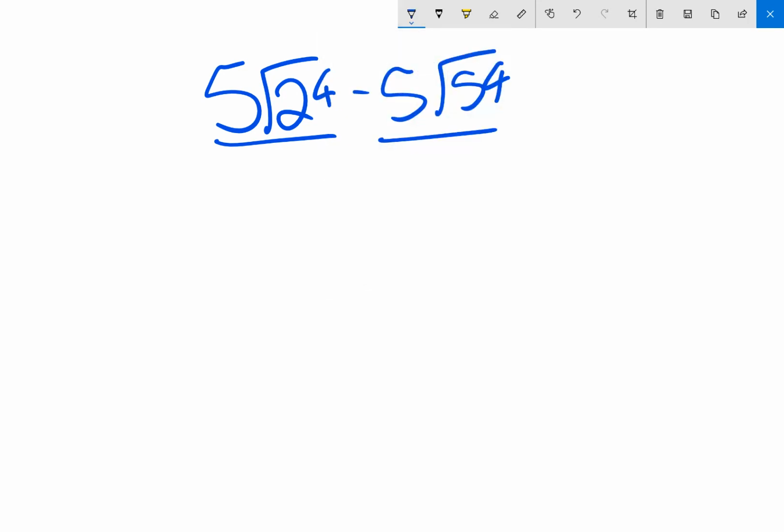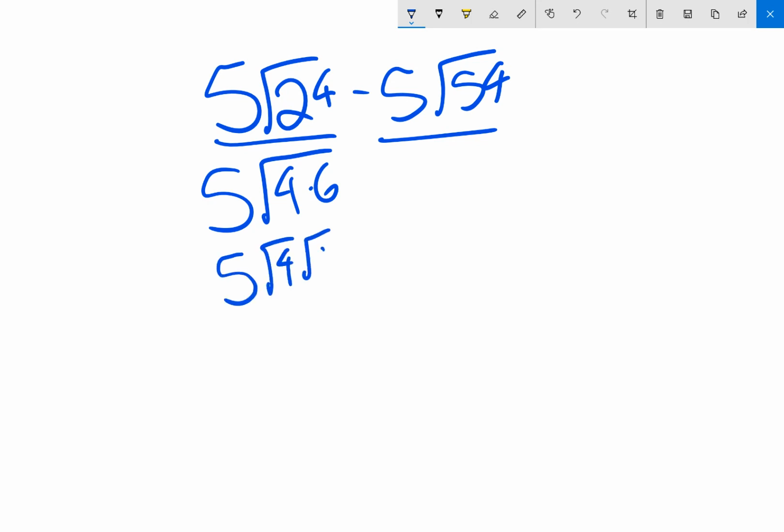So let me focus on this 24 here. 24, I can break that into 4 times 6. And if I work the whole thing out, square root of 4, separating the 4 and 6, I have 5 times 2, right? The square root of 4 is 2. And the square root of 6 doesn't really change. It stays that way. So that's going to be 10 square root of 6. Let's see what happens with the other one.